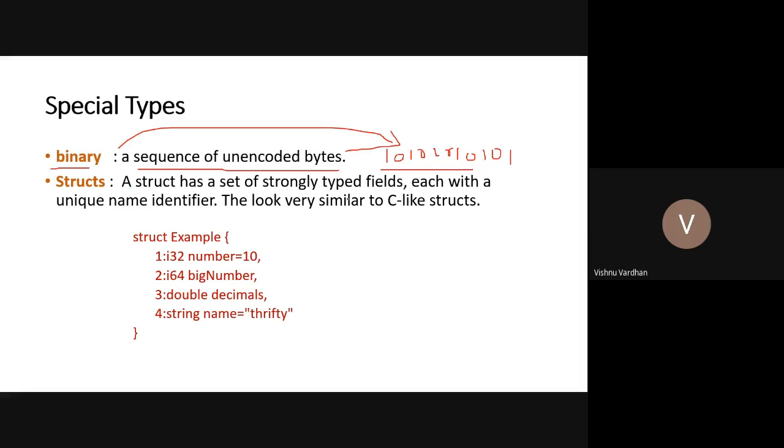Structs. A struct has a set of strongly typed fields. This is a struct example. Here we have taken I32, which is the number that is given. I64 big number, this is a data, the variable name. Okay, so these are defined here as well as initialized. These two are initialized, and otherwise these two are only defined. So there we have defined variables and we have initialized the variables also in a given struct, and it is pretty much similar to C-like constructs.